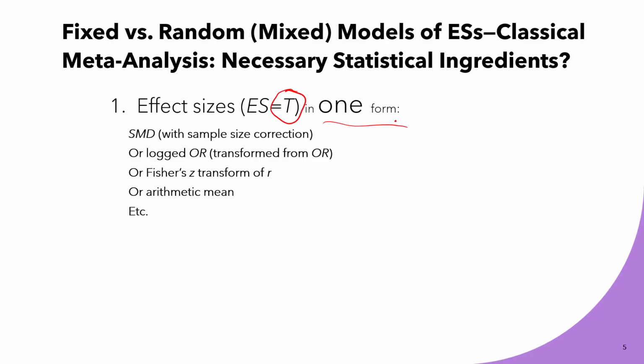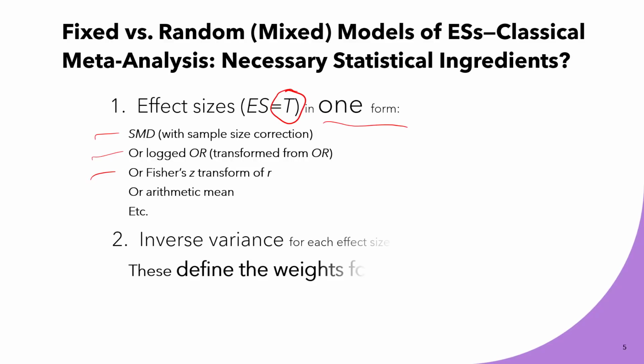You don't mix effect size outcomes in the same analysis. That would be crazy. The standardized mean difference would be one. The log odds ratio would be another. Fisher's transformation of R and transferring it back to R for interpretation purposes. Arithmetic means, and so on. All of these are forms of effect size that you can model as T's.